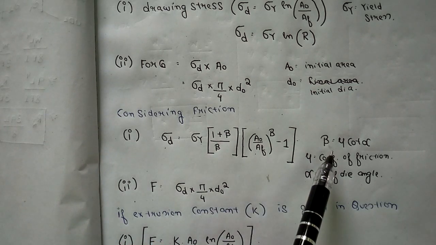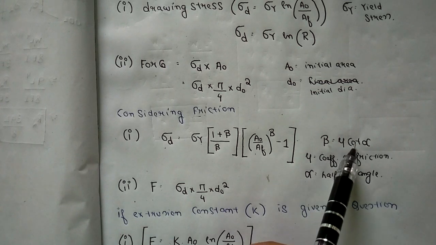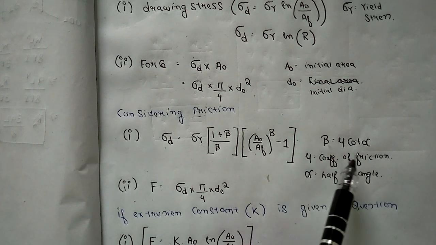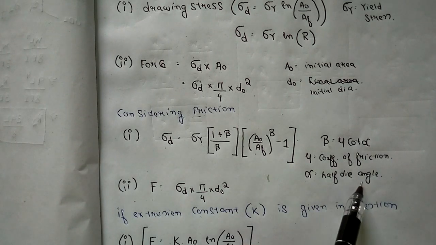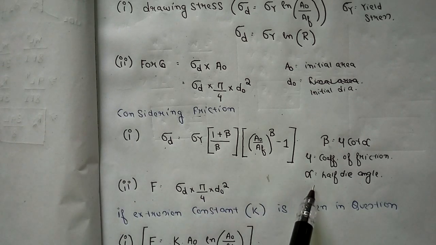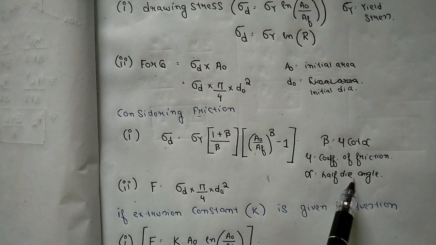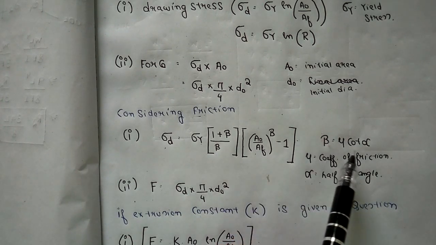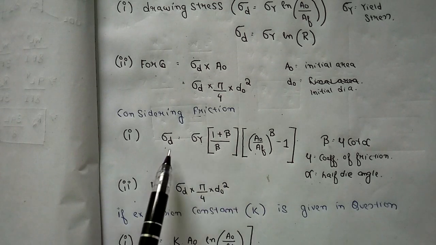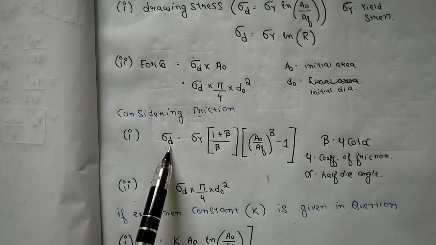So please remember that beta is equal to mu into cot alpha, where mu is the coefficient of friction, which will always be given in the question, and alpha is nothing but the half die angle. We have seen in the diagram that 2 alpha is equal to the die angle. So we will just find the half die angle, put the alpha value over here, find the beta value, and put it in the formula, and we can easily find the sigma d, or the drawing stress value.